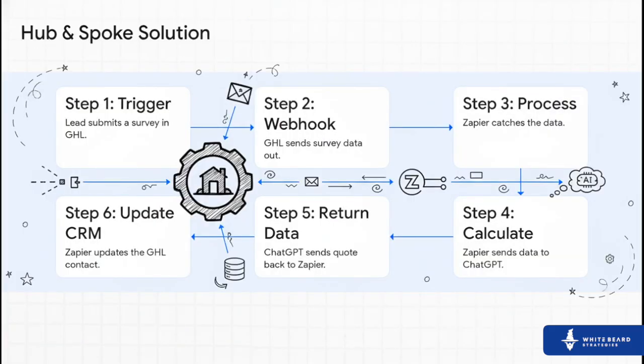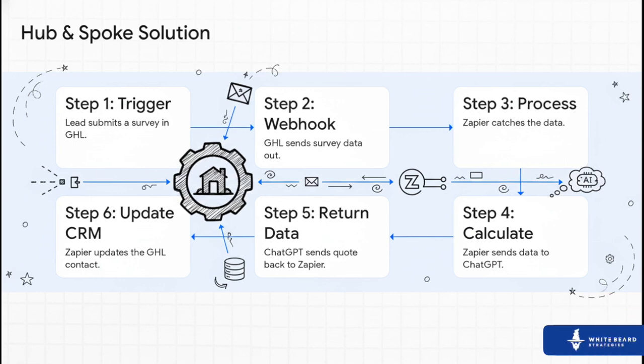Check this out. It starts in the GHL hub. A lead submits the survey. Then, GHL uses a webhook to just shoot that data out into the world. Now the spokes take over. Zapier catches that data, passes the important bits over to ChatGPT to do the heavy lifting and calculate the quote. ChatGPT then sends the finished quote right back to Zapier, which then pushes it back into a custom field on the contact record inside Go High Level.